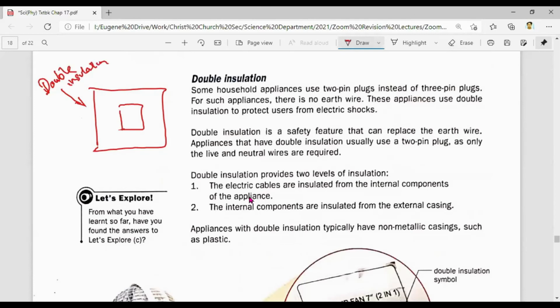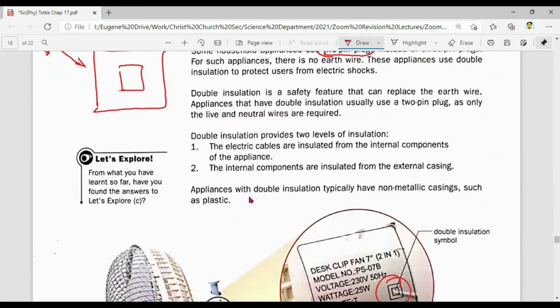Other than this sign telling you it's double insulation, they also mention that 2-pin plug appliances use double insulation. So what exactly is double insulation? Take note, double insulation is not equals to 2-pin plug. I say again, double insulation is not equals to 2-pin plug. From the word double insulation, it means that there are 2 levels of insulation.